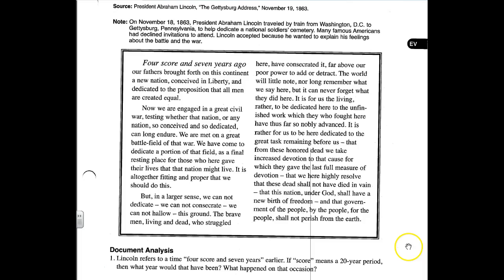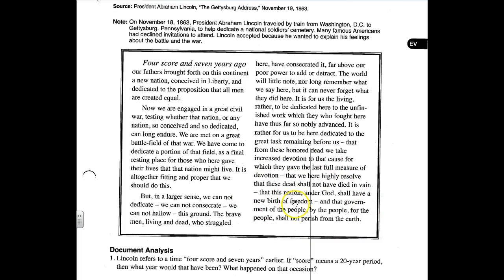He wants the American people to resolve, okay, that we here highly resolve that these dead shall not have died in vain, that this nation under God shall have a new birth of freedom, a direct mention there to an end of slavery on the part of Lincoln. He is stating specifically a new birth of freedom means to end slavery, and that the government of the people, by the people, and for the people shall not perish from the earth. He's basically saying here that democracy should never perish from the earth.